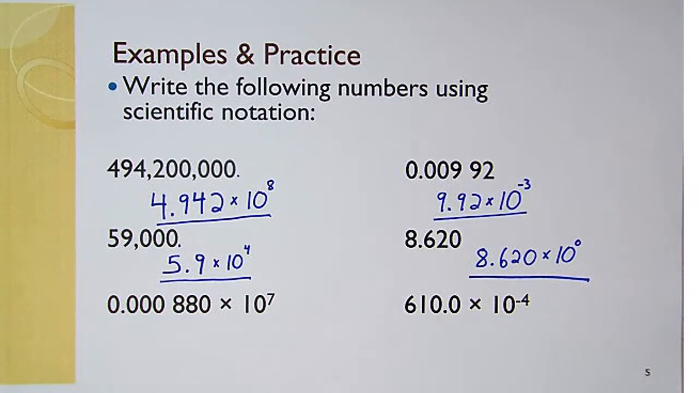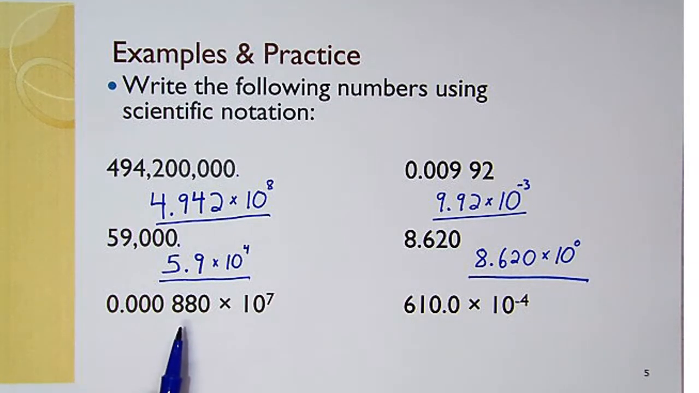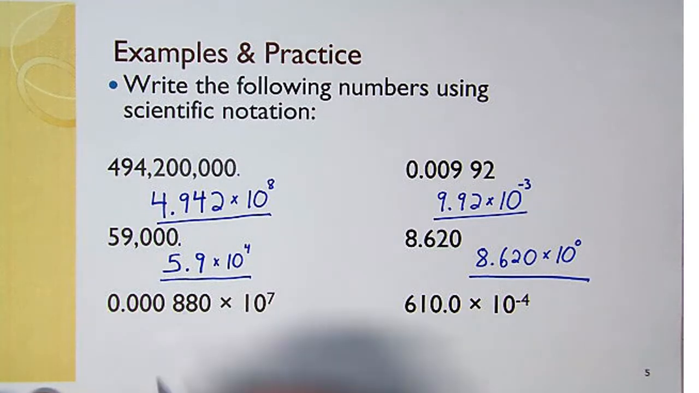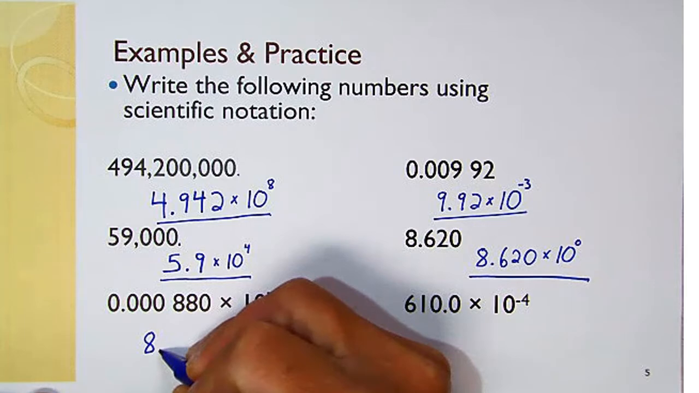Okay, these last two numbers are numbers that are in sort of scientific notation. They have a coefficient and a power of 10, but the coefficient is not between 1 and 10 where it should be. So be careful with these. First of all, our coefficient here can't be 0.000880. That's way too small. We have to make this 8.80.